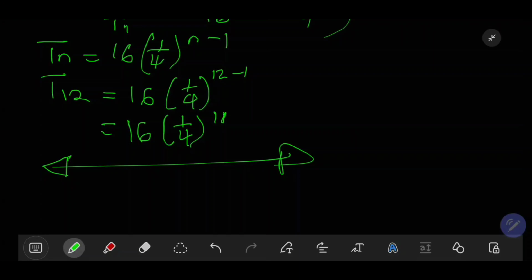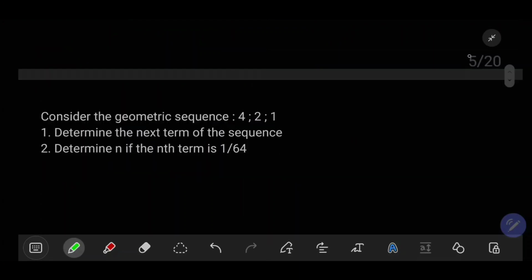Okay, so we can check on another example. Consider the geometric sequence whereby you are given 4, 2, and 1. So the first question says determine the next term of the sequence. So how do we move from this term to this term? You can see that there is a division there. Every term is divided by, it's reduced by half.